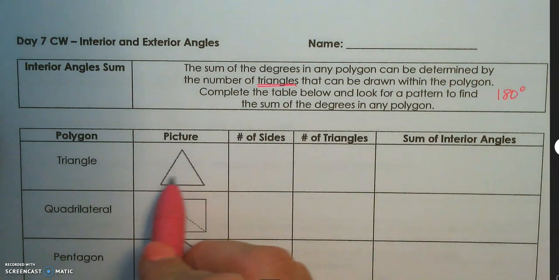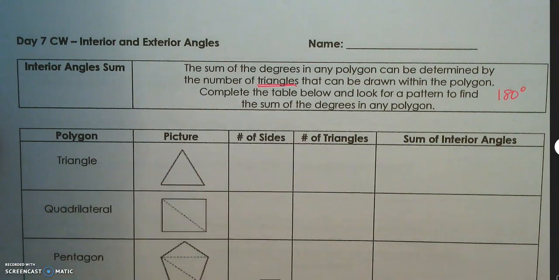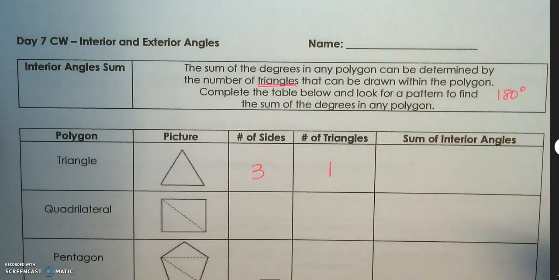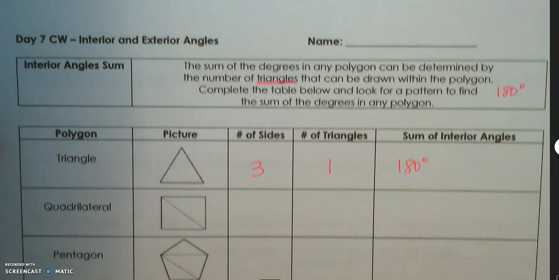So let's take a look and see if we can find any sort of pattern that occurs in this table, and then come up with a formula that we could use for any case. All right, so we have a triangle, right? That's a three-sided figure. The number of triangles in the picture, there's one, so that would be 180 degrees total.